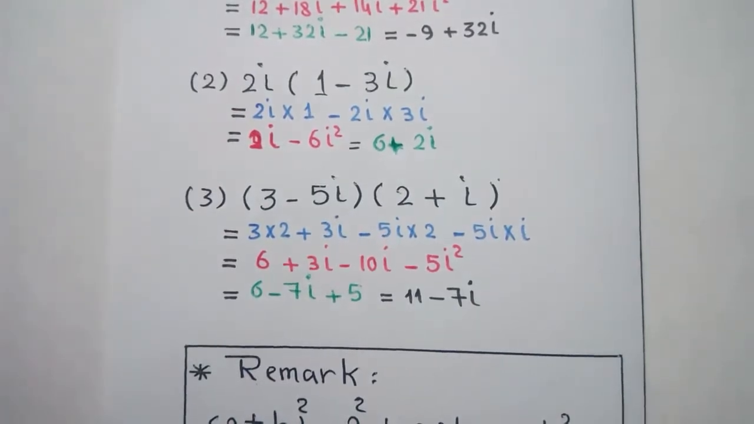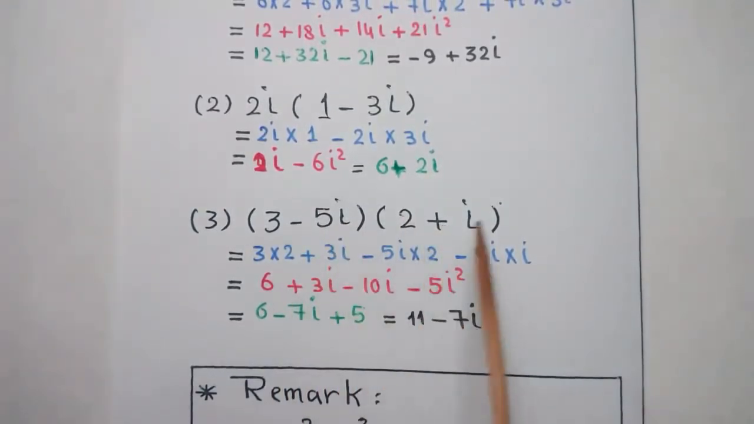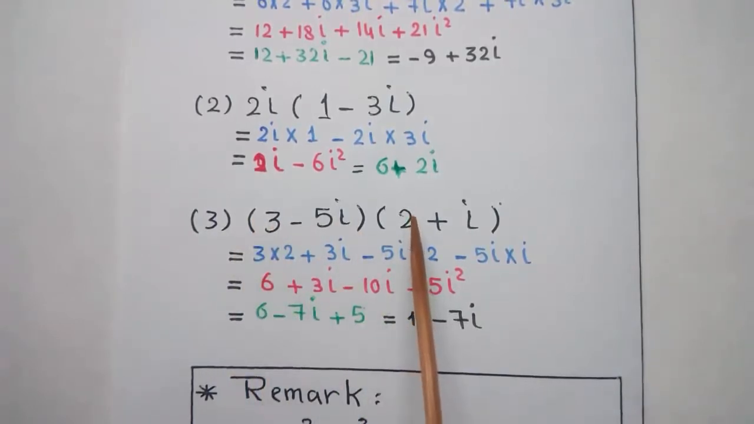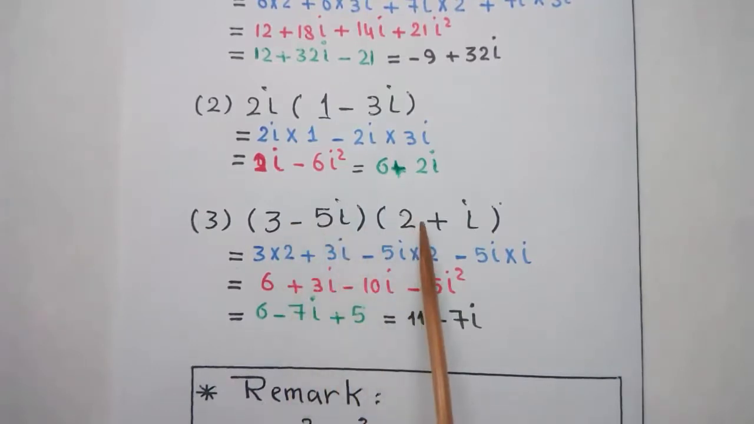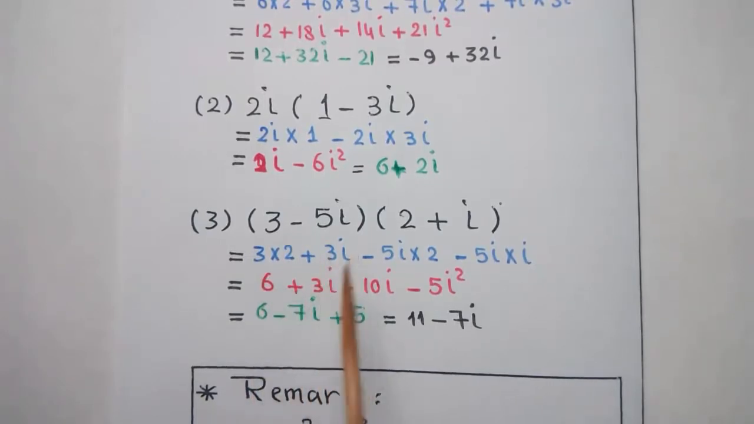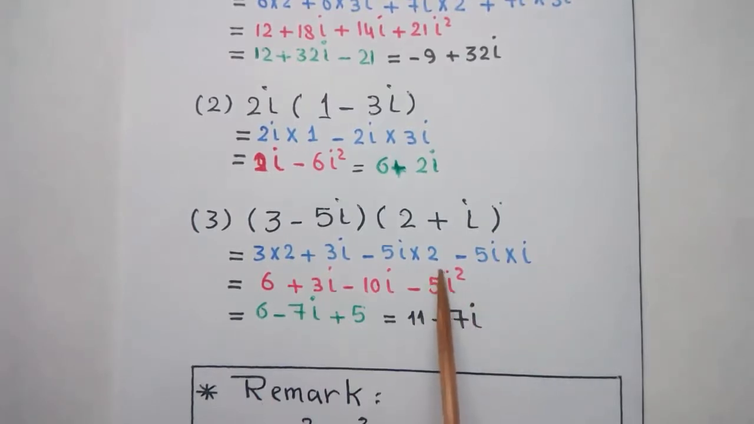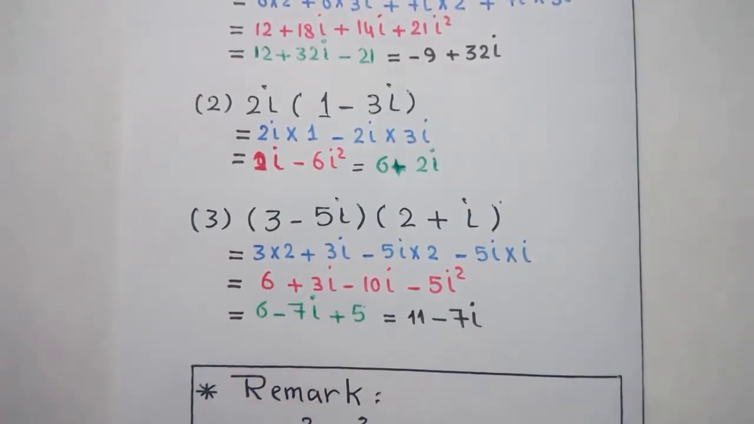Another example. (3 minus 5i) times (2 plus i). 3 times 2 plus 3 times i. Negative 5i times 2 plus negative 5i times i. 3 times 2 is 6, plus 3i. Negative 5i times 2 is negative 10i. Negative 5i times i is negative 5i power 2, and i power 2 will be changed to negative 1, so positive 5. 6 plus 5 is 11, negative 7i.